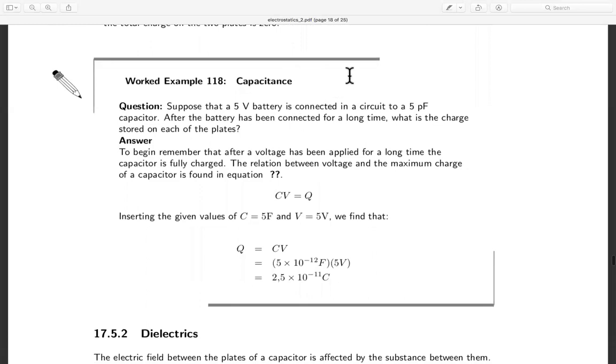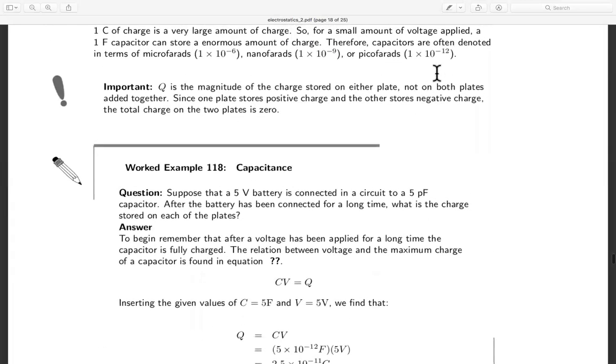Example. Suppose a 5 picofarad capacitor is connected to a battery in the circuit. Remember, picofarad is 1 times 10 to the power minus 12.